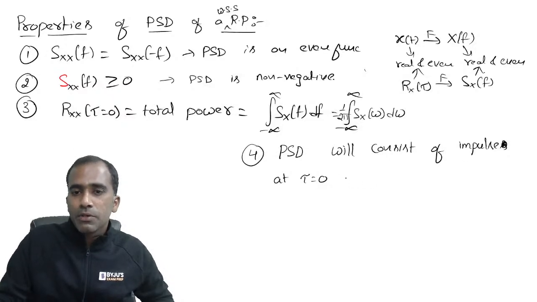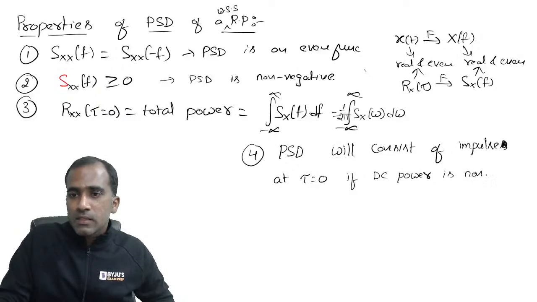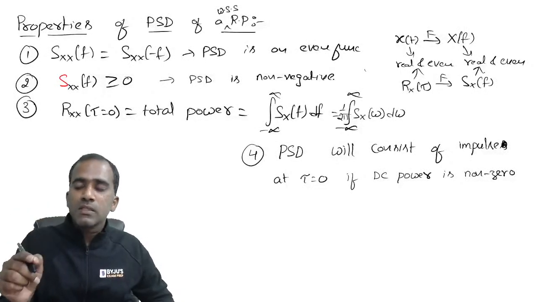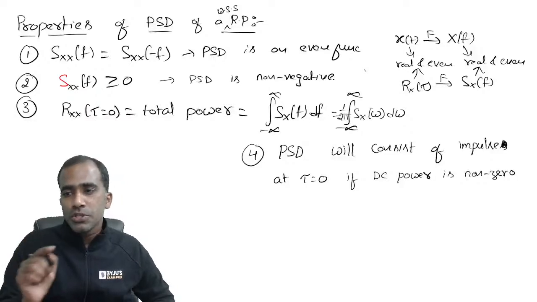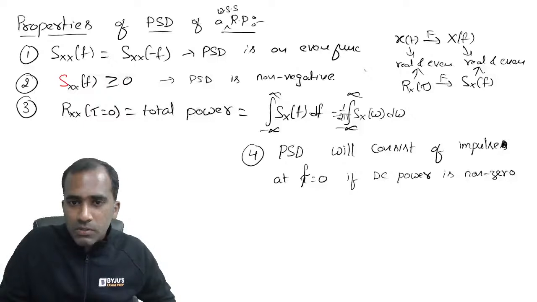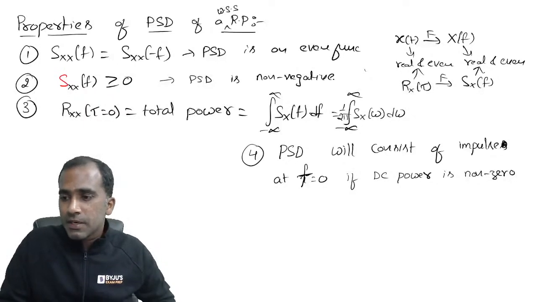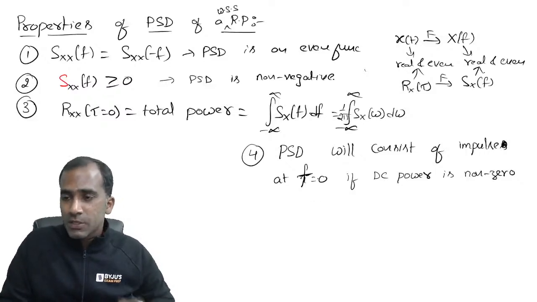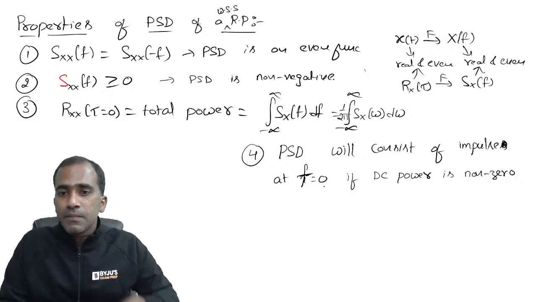An impulse at zero if DC power is non-zero. If DC power is zero, then the impulse will be absent. Only if there is an impulse at zero is there non-zero DC power. I'm talking about power spectral density, right? Power spectral density will consist of an impulse at f equal to 0, at zero frequency. Zero frequency represents DC, right?